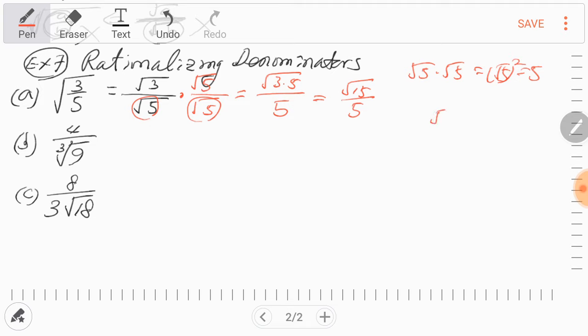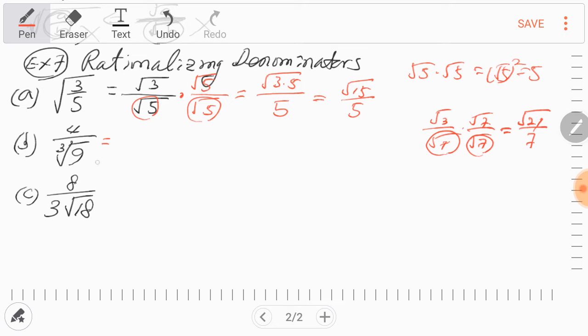So whenever we have something like this, 3 and square root of, let's say 7, then multiply both top and bottom by square root of 7. So square root of 7 times square root of 7 is 7. The numerator is square root of 3 times 7, which is 21. Okay, how about this? Letter B, the denominator is a cube root.